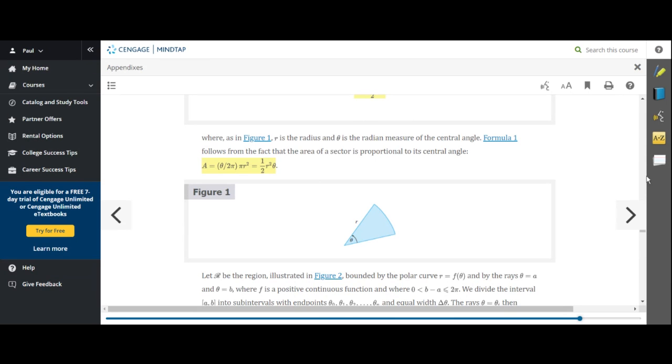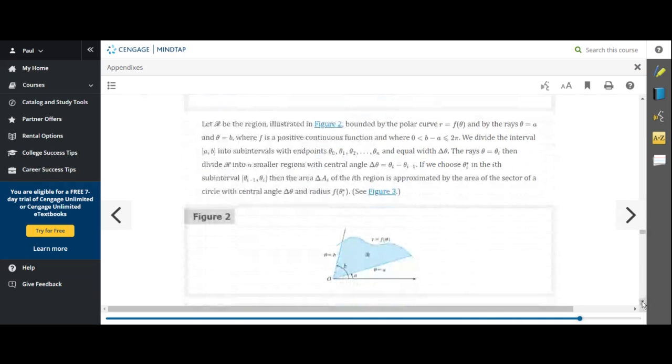That being said, let's proceed on here. So in figure 2, what they do is they have a polar curve, r equals f of theta. There it is. The polar curve there starts at theta equals a. That's your starting angle, and then the polar curve ends at theta equals b. And then you're looking for the area of the region inside.